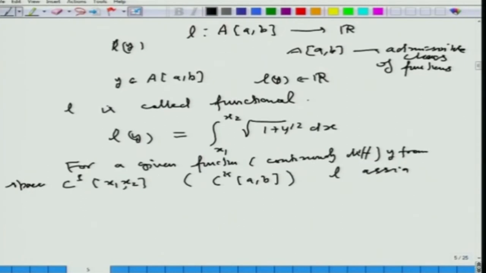In this case, for any given function y from this space, L assigns a number L(y). That is what the functional actually does: it assigns to each function y in this admissible space a number. If we have higher derivatives appearing here, then we will take higher order function spaces. So, for given y, the length of y will be given by this integral.